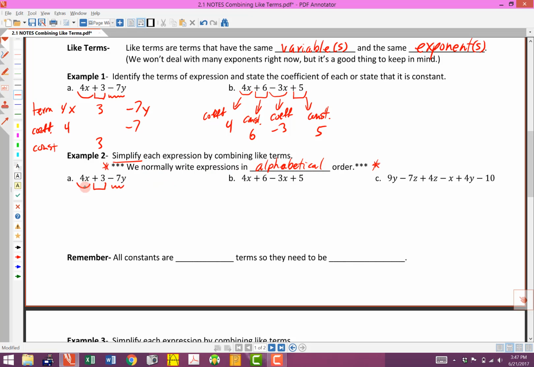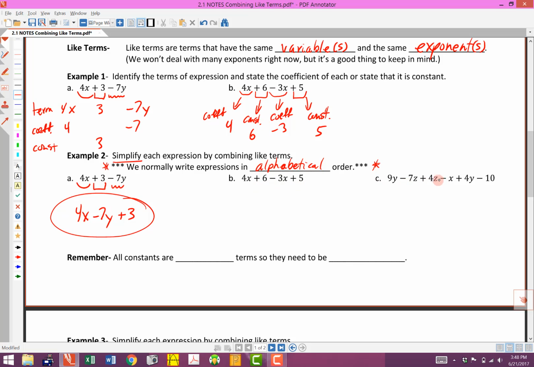in alphabetical order. So x comes before y, so we're going to write down 4x. We've now got the y term, so negative 7y, and we're going to put the constant on the end. Okay, so we'll go ahead and circle that. That's simplified. We're done.